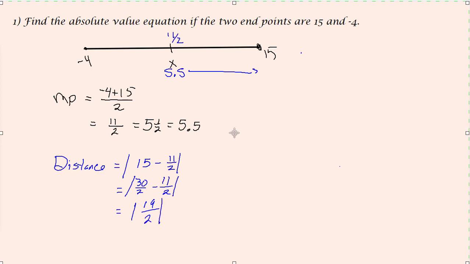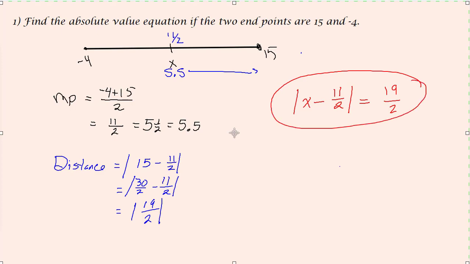And so now we're going to write our equation. Our equation is x minus my midpoint is equal to my distance. And so that's my final answer.